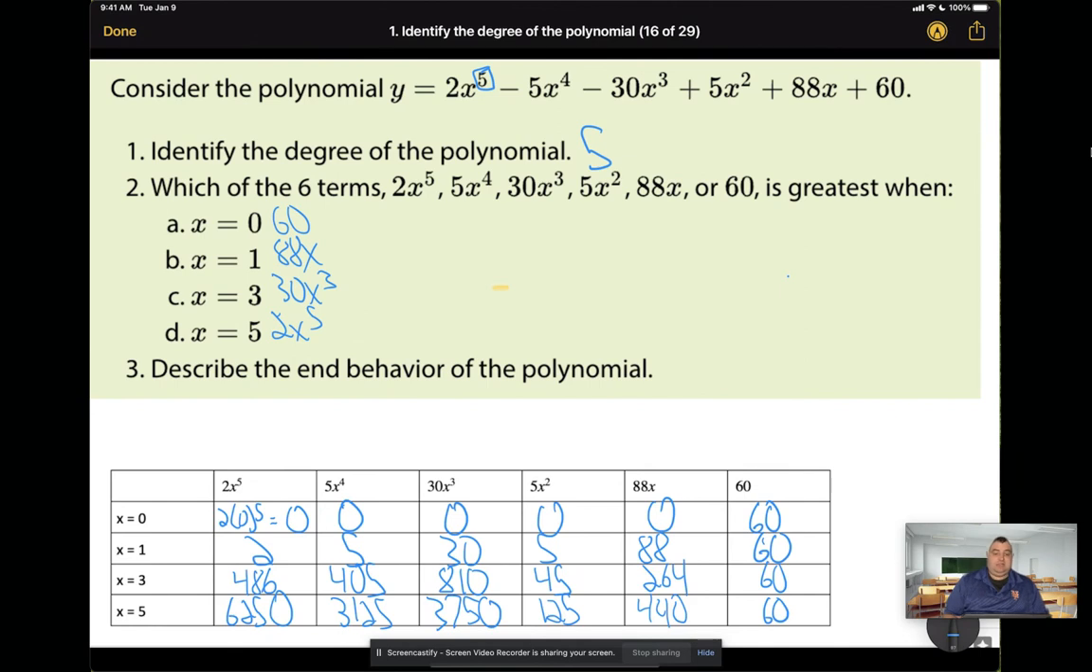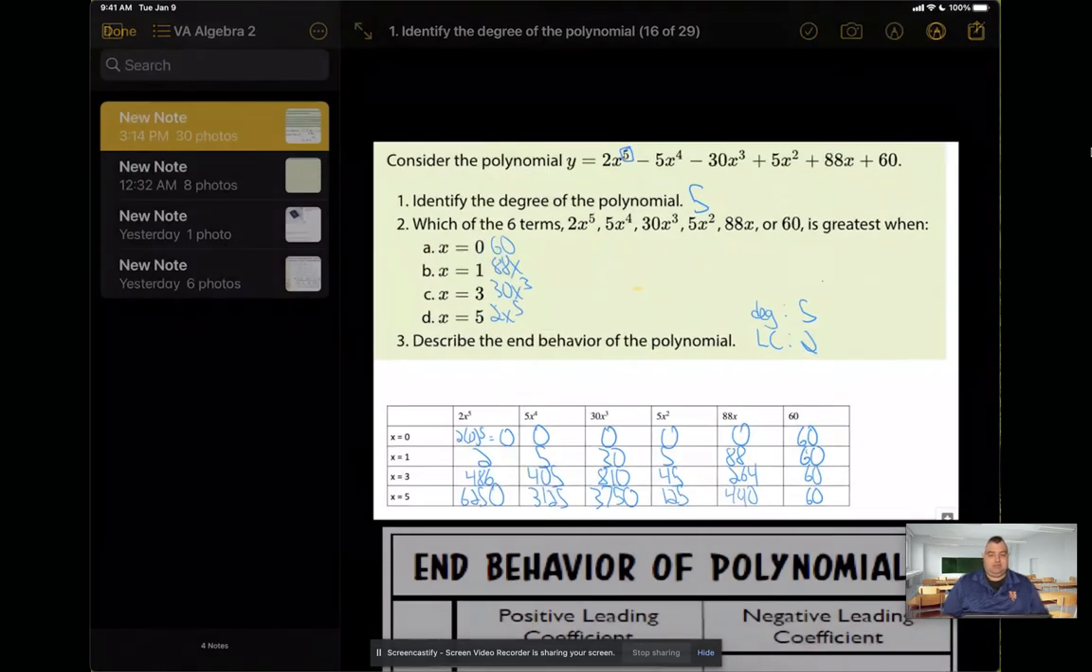Now number 3 gets into the purpose of this lesson, and that is the end behavior of this polynomial. So remember, with the end behavior, we need to know the degree, and we need to know the leading coefficient, which I'm going to abbreviate LC. So the degree we already said was 5, okay? And the leading coefficient, remember, is the coefficient of the term with the largest exponent. So the coefficient of the term with the largest exponent is 2. So my degree is 5, and my leading coefficient is 2.